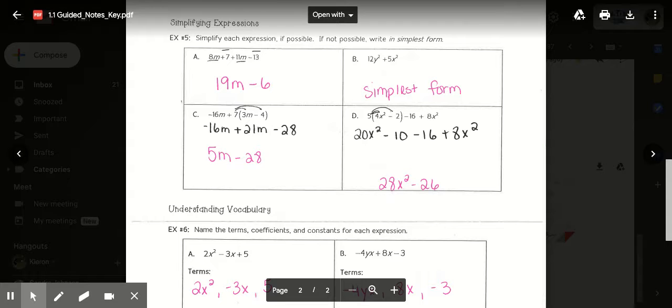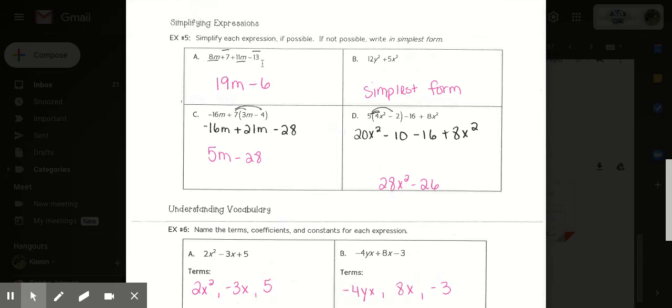Like terms are things that have the same letter connected to them. So for instance, here with the M's, 8M and 11M are both the same. So they went ahead and combined those and got 19M. Then we put the numbers together and we get 7 minus 13, which is minus 6.